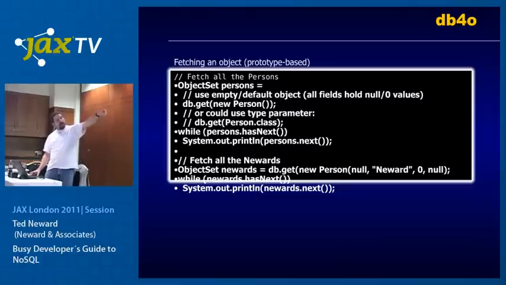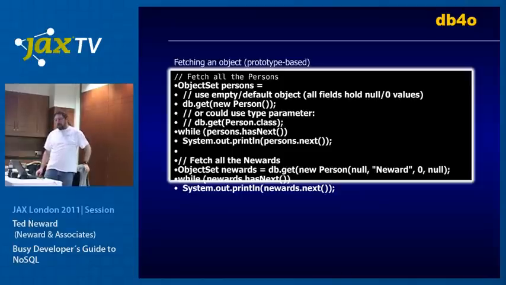This is the prototype-based approach, which a lot of object APIs use. If you remember Hibernate way back in its early days, they had a similar kind of prototypical-based query where they said, give us the POJO, where the POJO has fields filled out with what you want the predicates to be. So for example, down here at the bottom, db.get, I'm newing up a person with the last name Neward set. This means select star from person where last name equals Neward, to translate it into SQL terms.